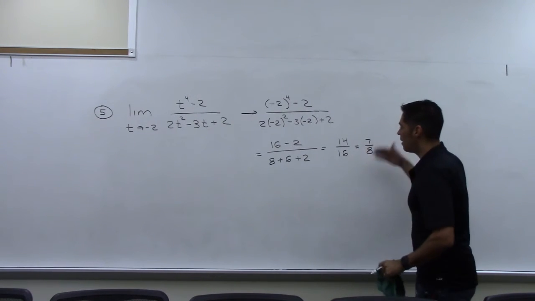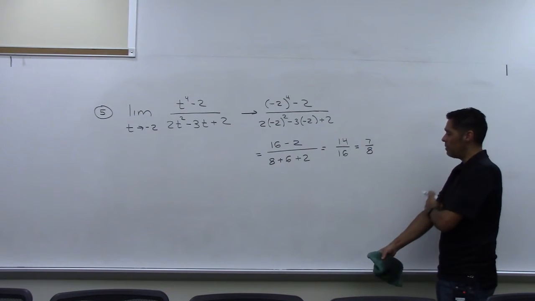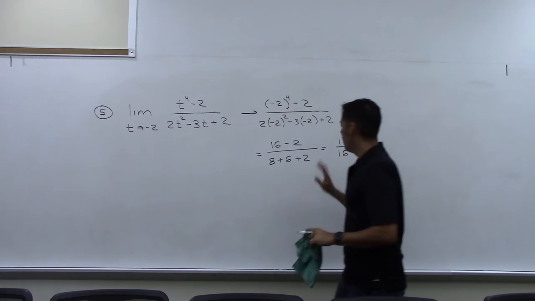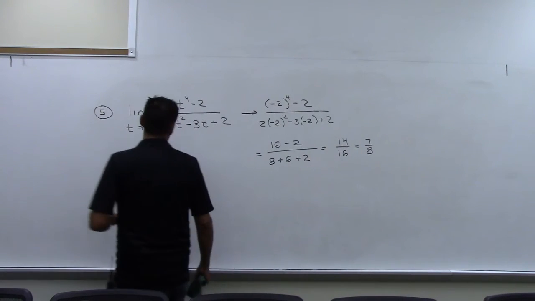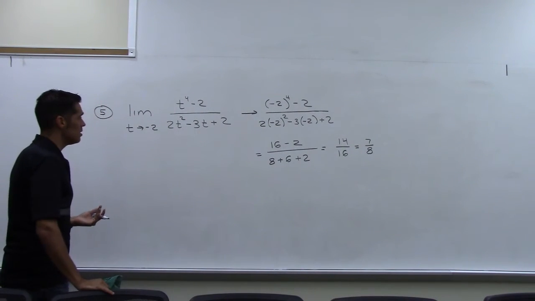So it looks like I'm not getting any problems here. I'm not getting division by 0 or anything like that. So that's the answer. Now they want you to talk about the limit laws.